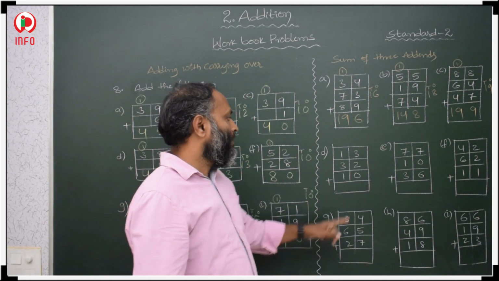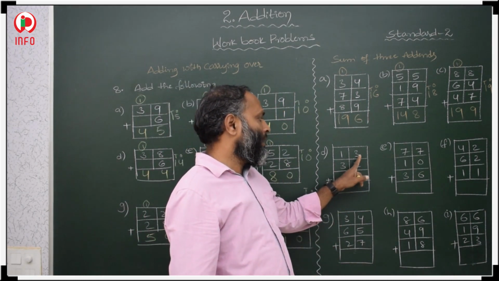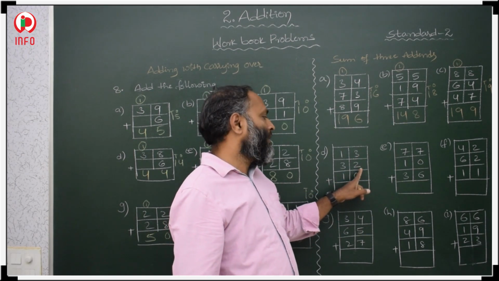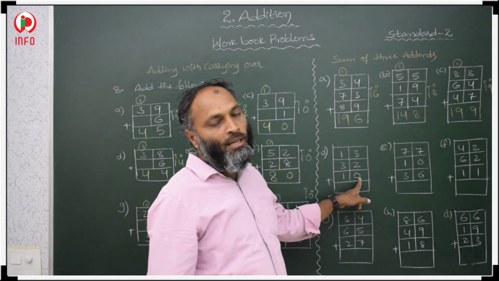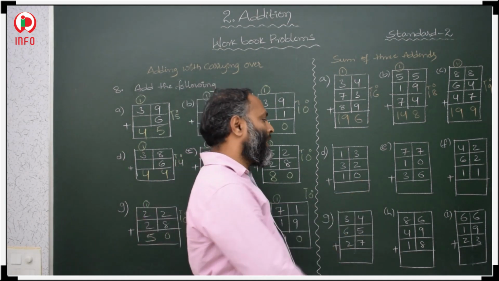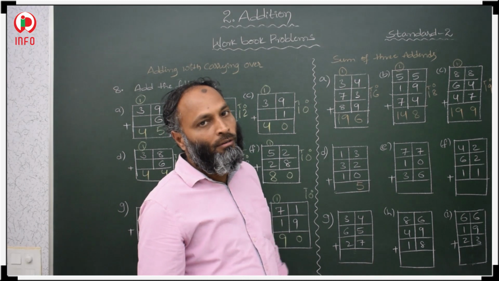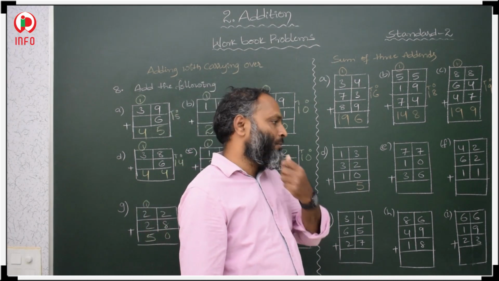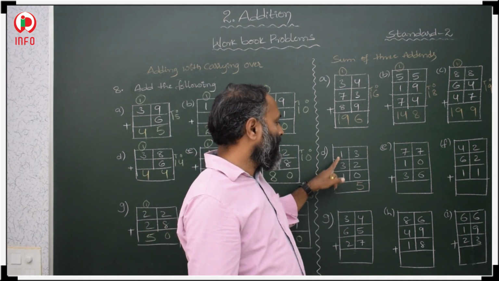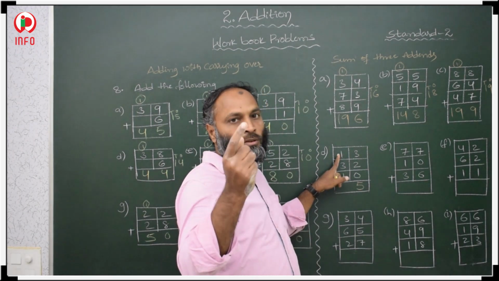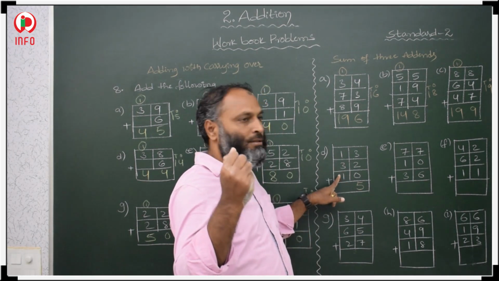Now, in this one, 3 plus 2: 3, 4, 5. 5 and 0. 5 plus 0 is 5 only. Only a single digit number, so no need to regroup. 5 is as it is in ones place. Then 1 plus 3: 1, 2, 3, 4. 4 plus 1, 5.